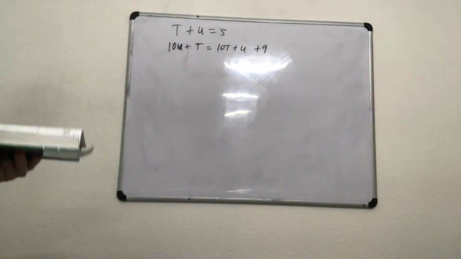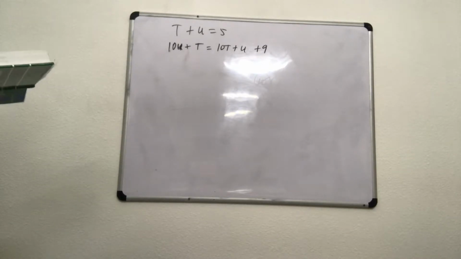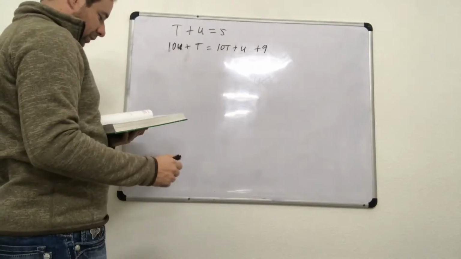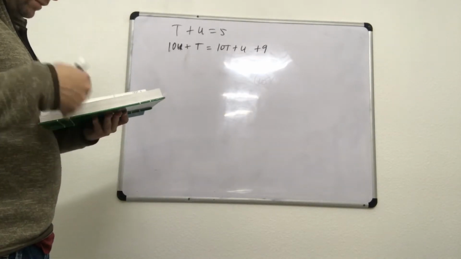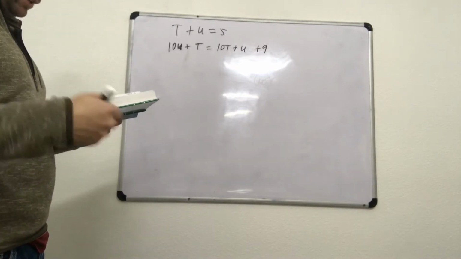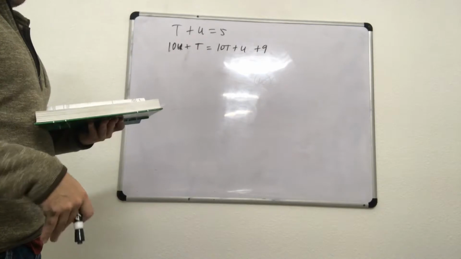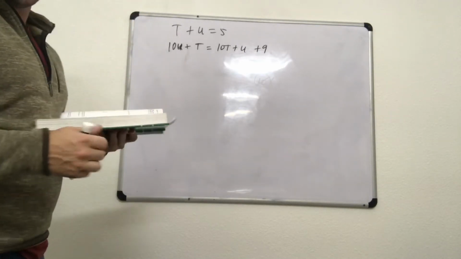The next word problem says this. The sum of the digits of a 2-digit counting number is 5. When the digits are reversed, the number is 9 greater than the original number. What was the original number? So the sum of the digits of a 2-digit counting number. So we're looking at some sort of a number like 35 or 78 or 12 or whatever. It's a 2-digit number that we're looking for.